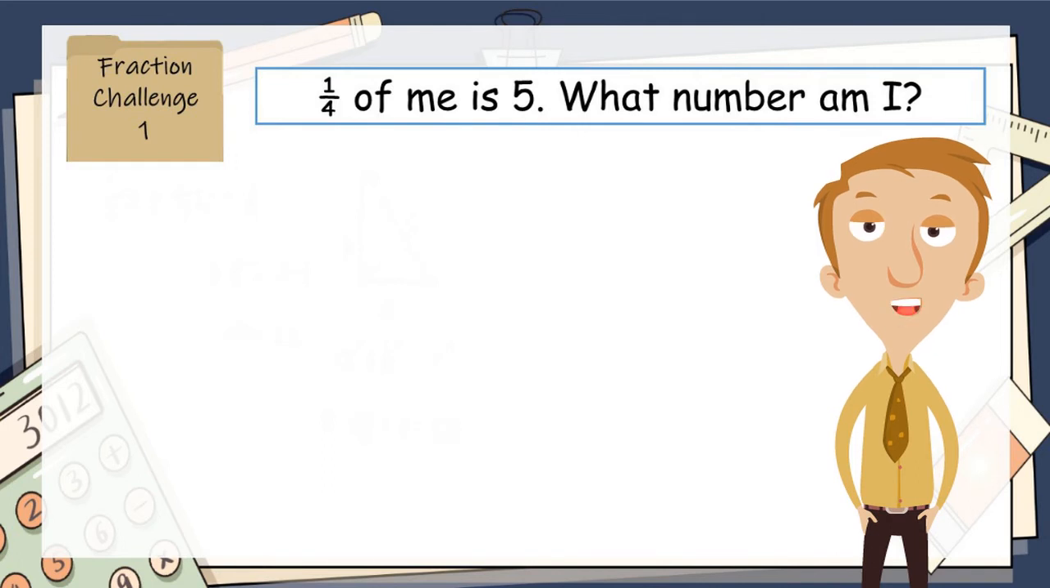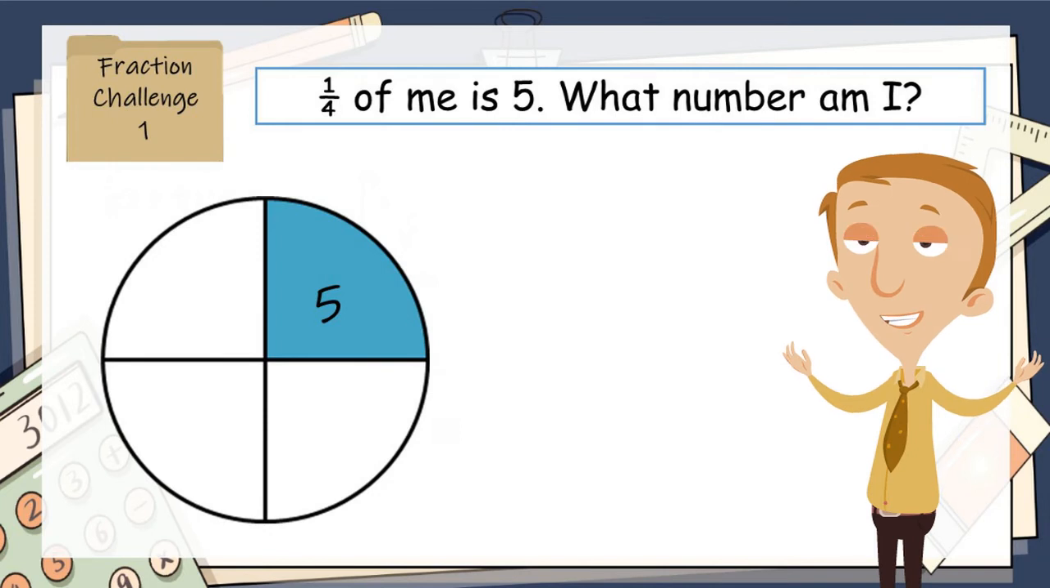What number am I? Now, using everything we've learned about fractions over the last 2 weeks, we have everything we need to solve this problem. All we have to do is understand what information they've given us and what they're looking for. The best way to solve these types of questions is to draw a picture. So I'm going to draw a picture that shows quarters, because that's what we're talking about in this question.